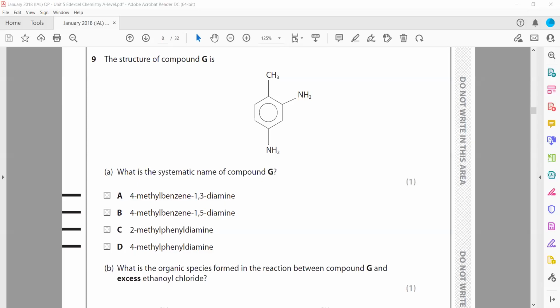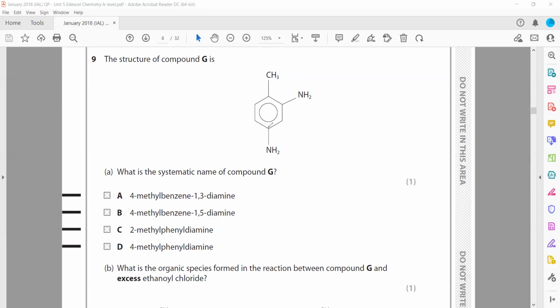So, same paper, January 2018. The structure of a compound G is given. You can see CH3, NH2 is there. What is the systematic name of this compound G? Whenever we are giving a priority, we give the priority to the amine group. When we have methyl and amine, we give priority to the amine group.